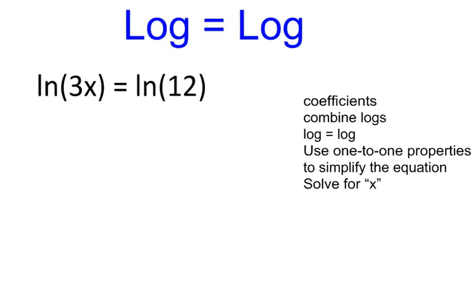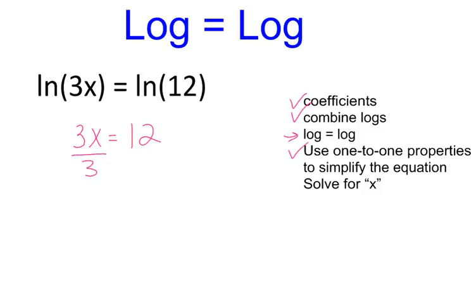One more example for log equals a log. Take care of any coefficients and condensing as you need to. Not needed here. We're left with log equals a log. It's okay if it's natural log. Then I use the 1-to-1 property. Since I have natural log on both sides, both base e, I can drop those. And we just have 3x equals 12.